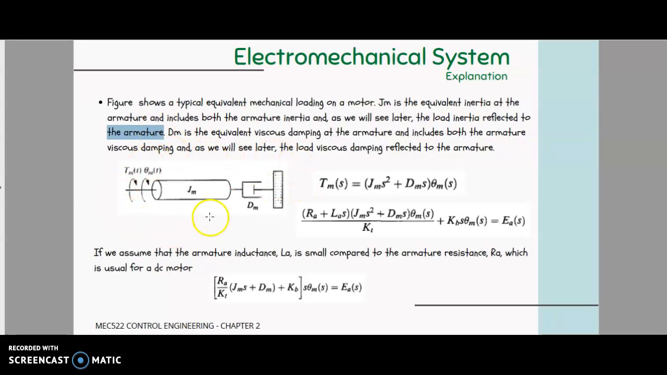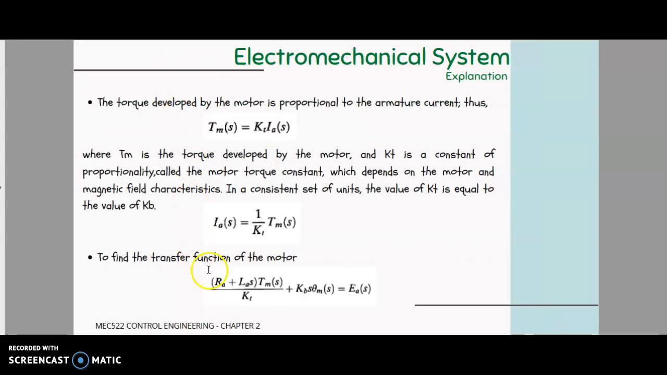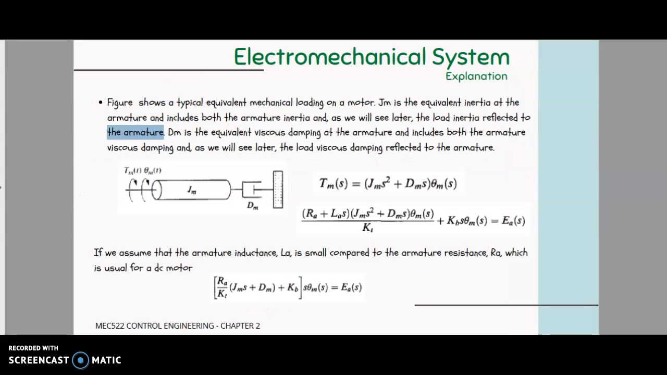Okay, so for this figure, we can find Tm equal Jm s squared plus Dm s, multiplied by theta m. Okay, this one is from this figure. And then you replace Tm into this equation, and then you will get this equation.